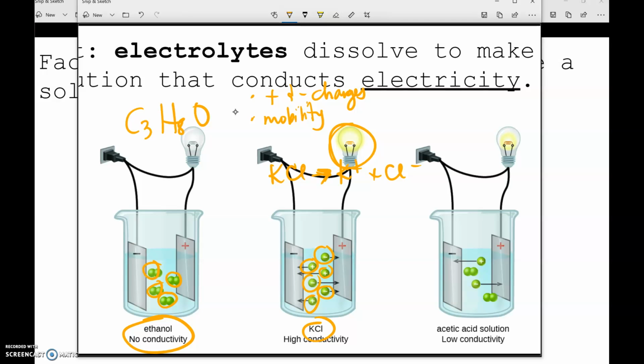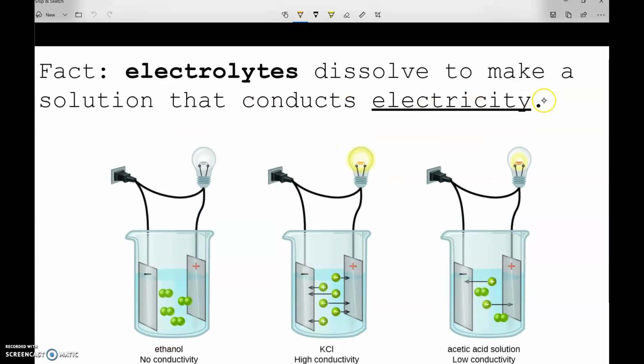And this last one, notice how the light bulb is a little bit less intense than the middle light bulb. This is because we're dealing with acetic acid. Acetic acid is commonly known as vinegar. And here's the formula. This is a covalent compound, but it's polar, which means that the hydrogen ion will break apart.